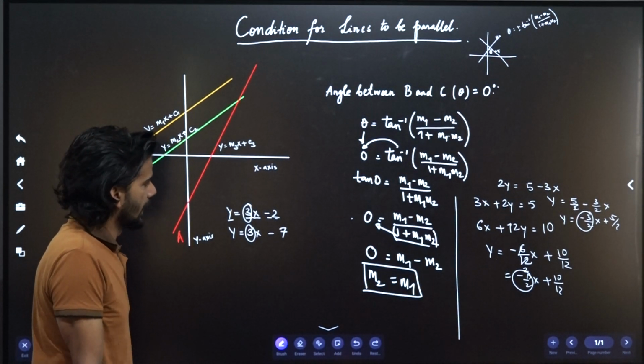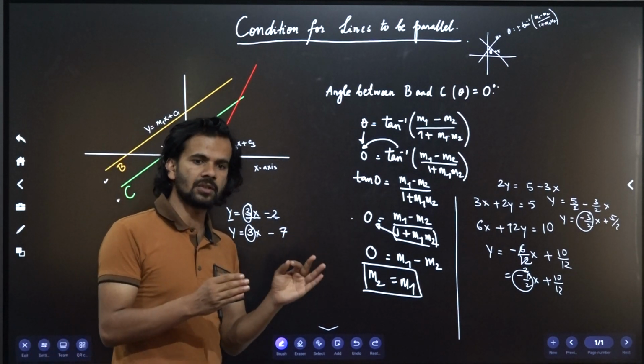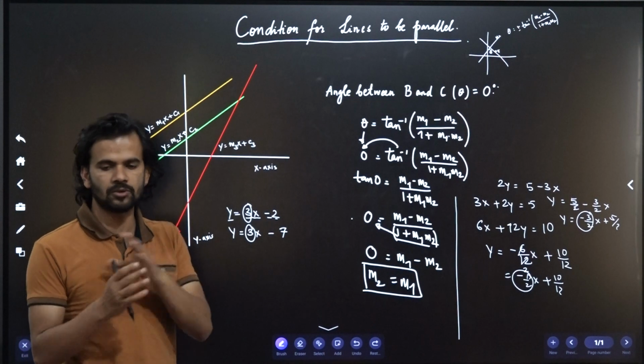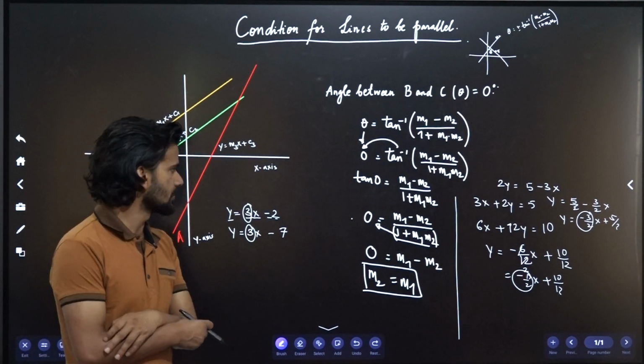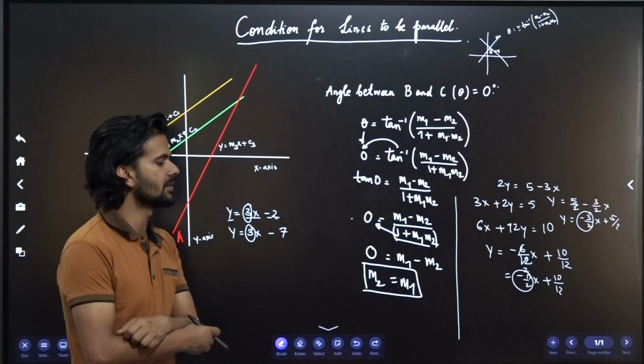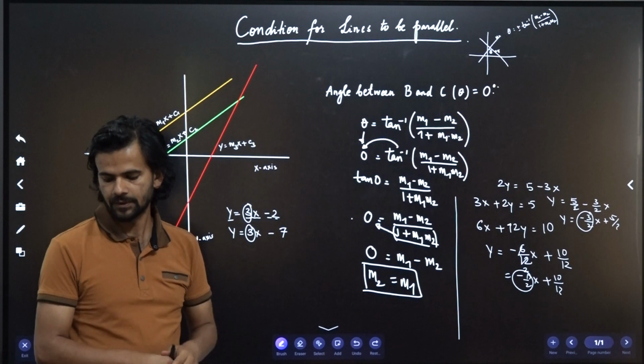Okay, so that's how you check. Always change the equation into the form y equals mx plus c, and then you find the slope. And if the slopes are equal, then you know that these two lines are parallel. Alright.